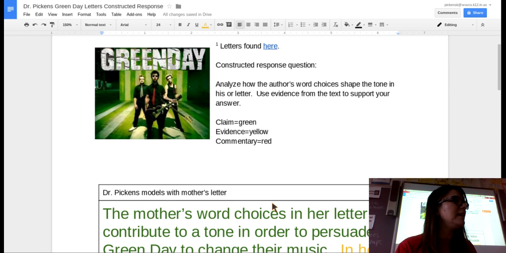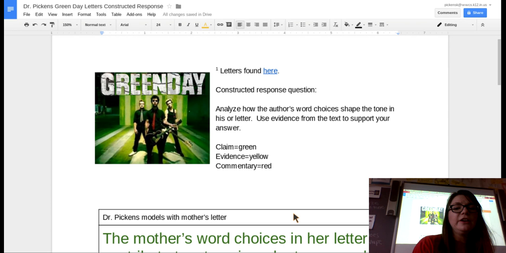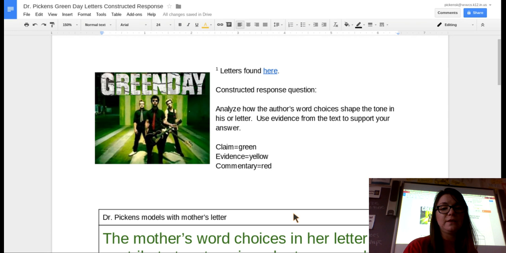Okay, let's look at this actual question, and this would be similar to the type of question you would see on the ECA after having a reading. Analyze how the author's word choices shape the tone in his or her letter. Use evidence from the text to support your answer.